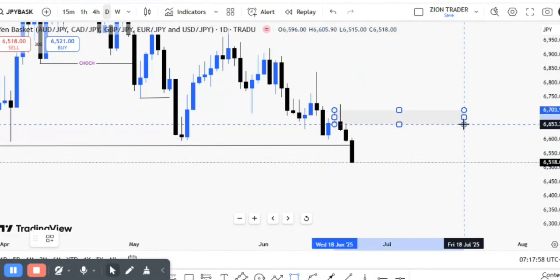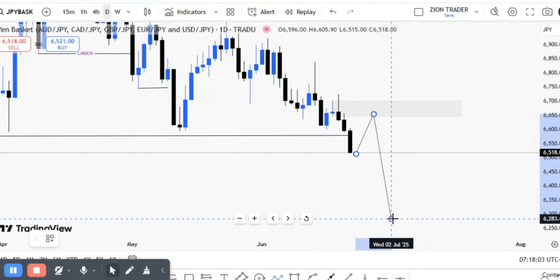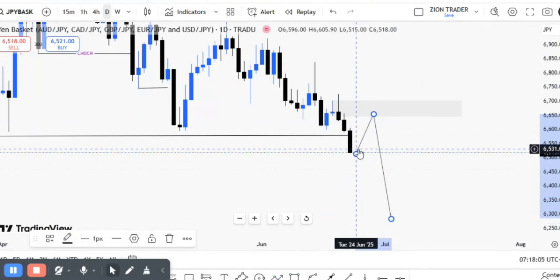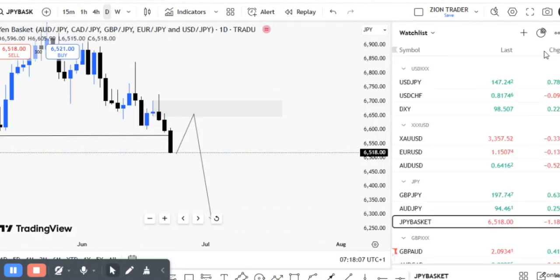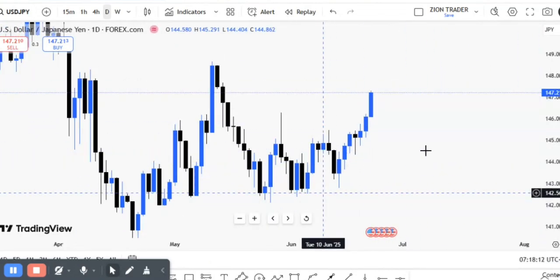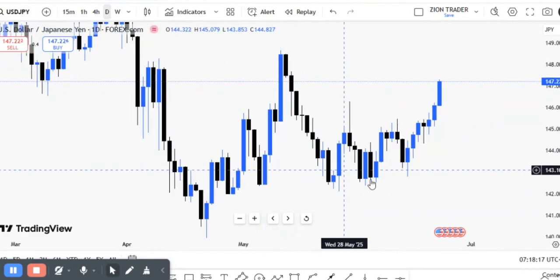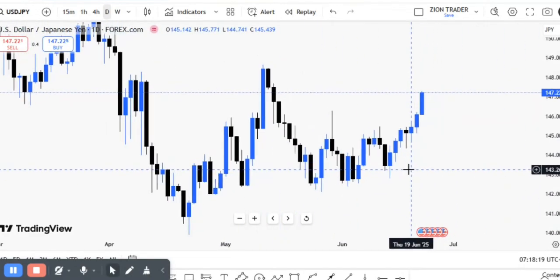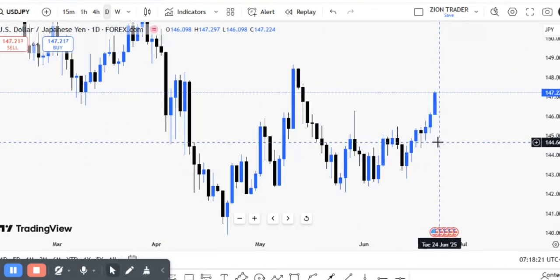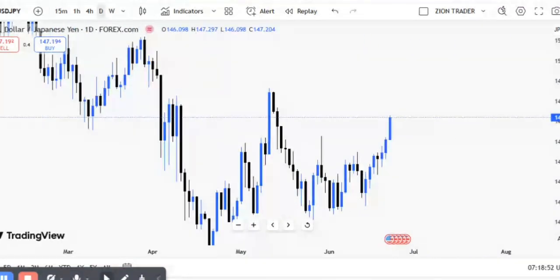Let's say a pullback to this level, and then you join from here and continue the sell. Don't just jump into it, right? But let's go to currencies like USDJPY. Honestly, guys, I've been telling you right from this point that I think USDJPY is bullish, and I've actually been buying USDJPY. I'm really glad I did.